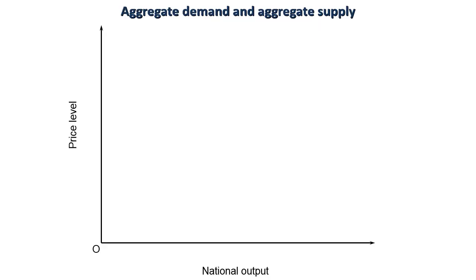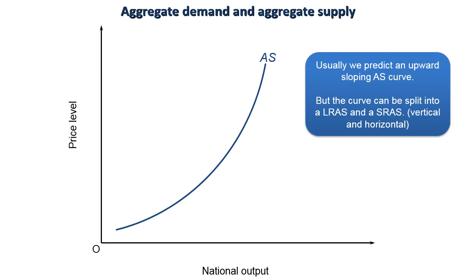Now we can show this in a two-dimensional diagram between prices and output, that the aggregate supply curve is upward sloping. As prices of goods increase, more suppliers are likely to come to the market and produce. That's why at higher prices firms are happy to produce more. Now normally we predict an upward sloping AS curve, but actually we can split them into two, into a long run aggregate supply curve and a short run aggregate supply curve. Two time frames to represent the aggregate supply side, and we'll see that in a slide or two.